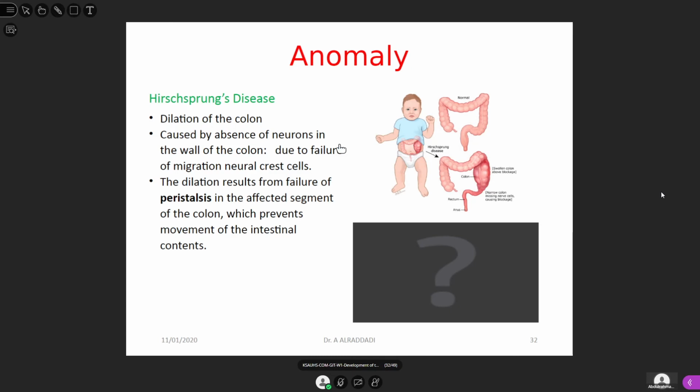One anomaly associated with the development of the hindgut is Hirschsprung's disease. This causes dilation of the colon as a result of the accumulation of the colon's content, which does not move toward the outside of the body. It results from the failure of the neural crest cells to migrate to the wall of the colon, so there is no peristalsis to help move the content of the colon forward.